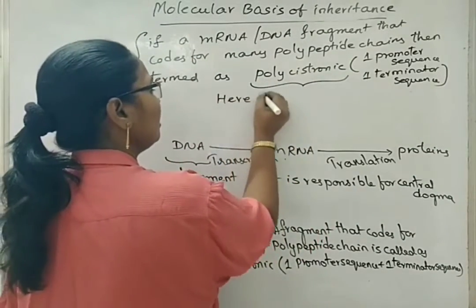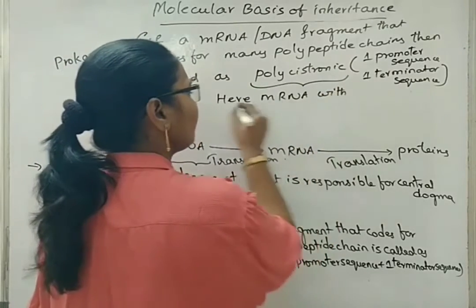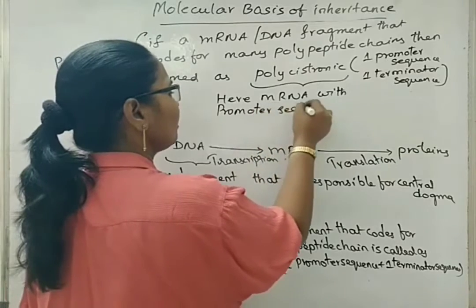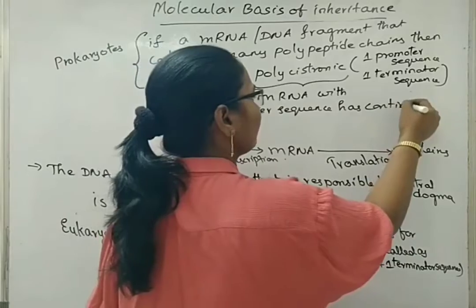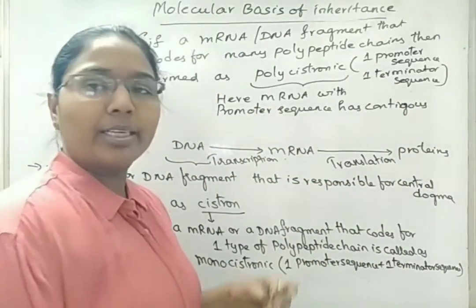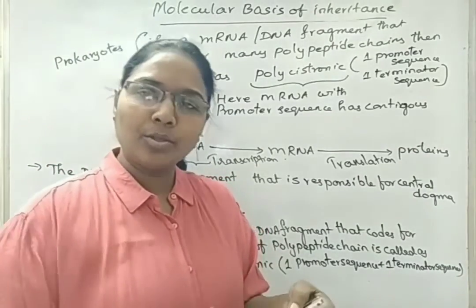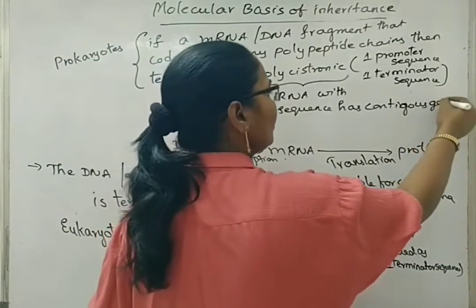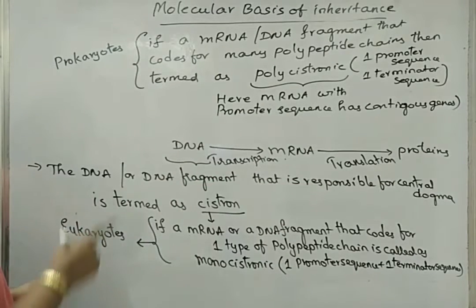Here, the mRNA with promoter sequence has contiguous genes. It means once the same mRNA promoter sequence has coded one type of protein chain, again another gene will come and bind there at the promoter sequence region. Contiguous genes. So this is about cistron, monocistronic and polycistronic.